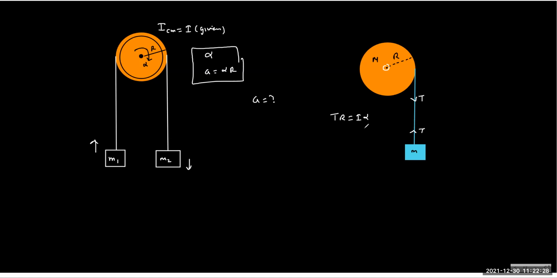Now we can do it faster. Then we know that A equals alpha R, because this is the point which is being released by the pulley, and this point is moving with alpha as an acceleration, if alpha is the angular acceleration. And then the laws of motion for this block give you the rest: mg minus T equals m into a, and solving these two will give you the answer.